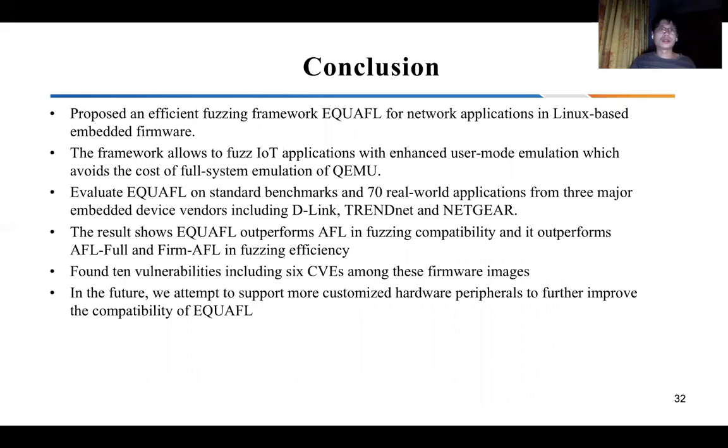So in conclusion, we proposed an efficient fuzzing framework for network applications in Linux-based firmware. And we evaluate our system on real-world applications, and the result shows that our system outperforms the state of the art in both capabilities and efficiency. And we also found 10 vulnerabilities, including CVEs, from firmware images. And in the future, we will support more customized hardware to improve the capability of our system.